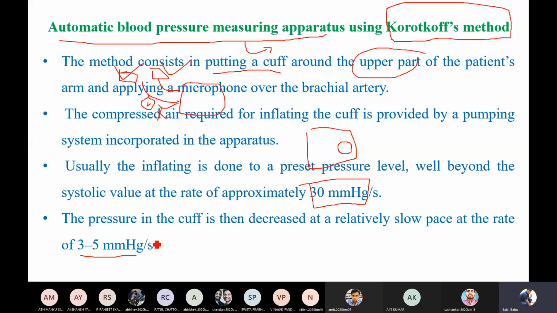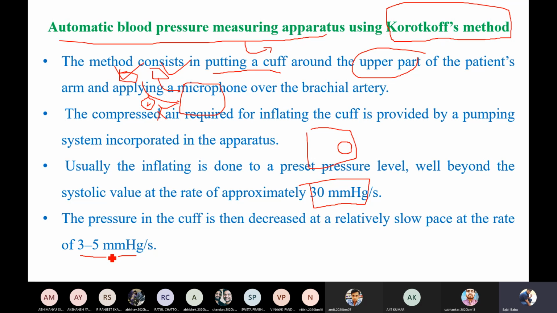If you are reducing it at a fast rate, then there is a chance that you may miss the Korotkoff sound. So for more accuracy, we inflate it at a rate of 30 mm of Hg, but we deflate it at a low rate. We are going to deflate it at a speed of 3 to 5 mm of Hg per second. For every 1 second, the pressure will be deflated by 3 to 5 mm of Hg.